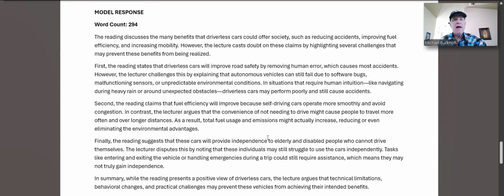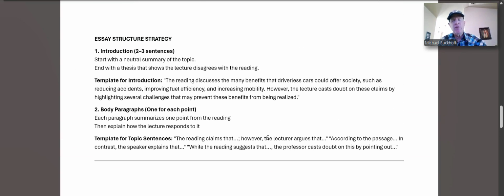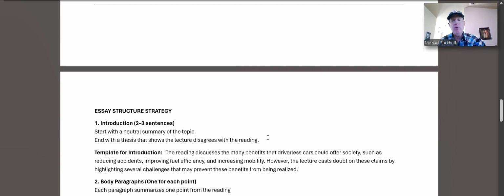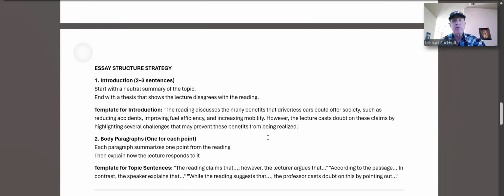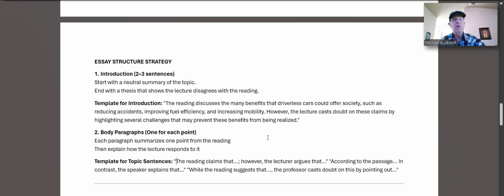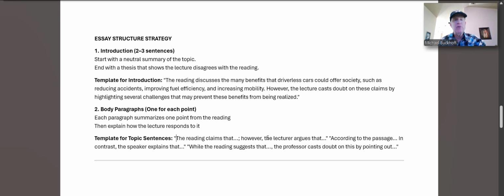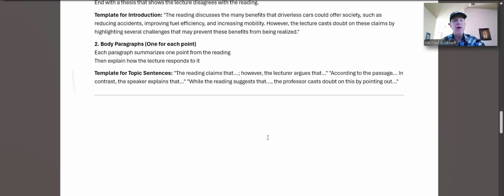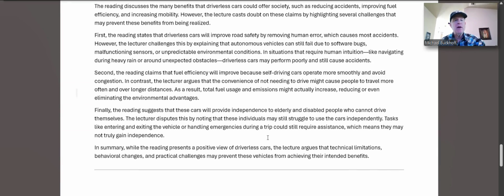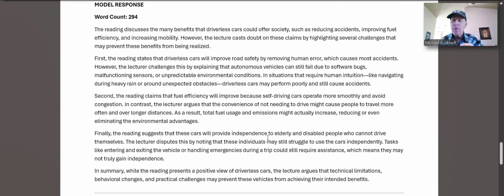Now let's take a look at a model response here. It's 295 words. I recommend, the TOEFL says 150, but I would go beyond that, really. You want to go above and beyond whatever the TOEFL says if you want to get a really good score. So you see this essay structure strategy: introduction, then body paragraphs. Okay, now let's take a look at how this implements those strategies. So the introduction looks like this.